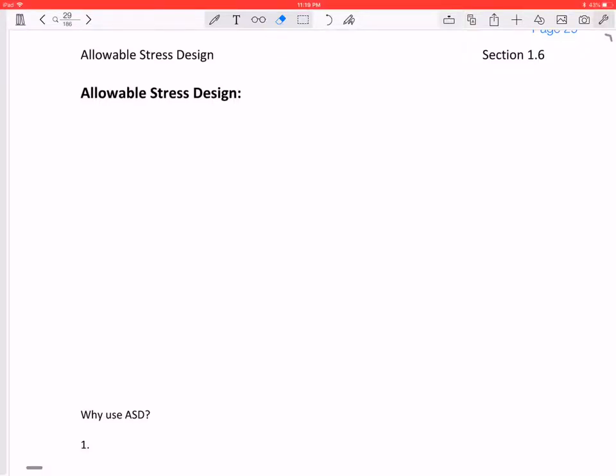Okay, so let's talk about section 1.6, allowable stress design. When we're designing something, or maybe analyzing something, we really need to be looking at the stress. We need to be looking at the stress because the stress is really what will cause something to fail.